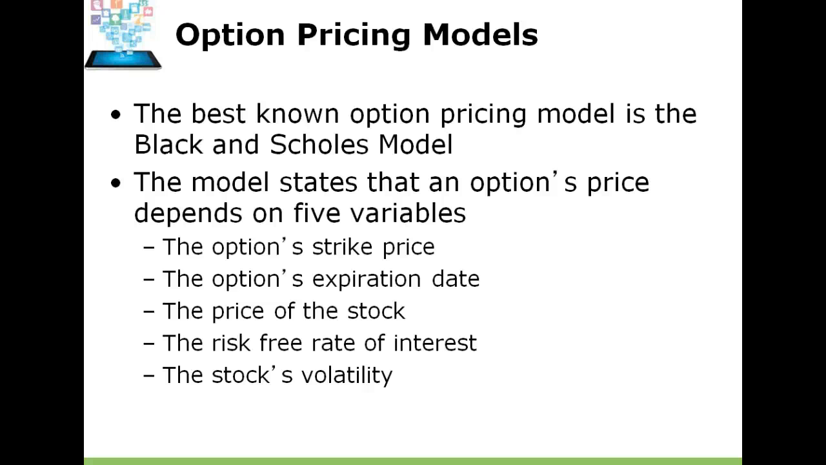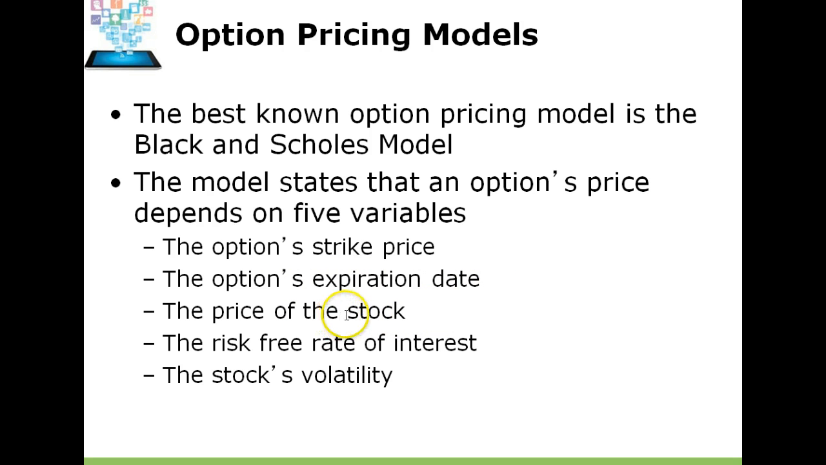But the model does state the option's price is a function of the strike price, expiration date, the price of the stock, the risk-free interest rate, and the volatility of the stock. All these five factors make up the actual price of any option contract. So the strike price is obvious because that's the price you can buy it at. The expiration date is obvious because that gives you the time limit for the contract.